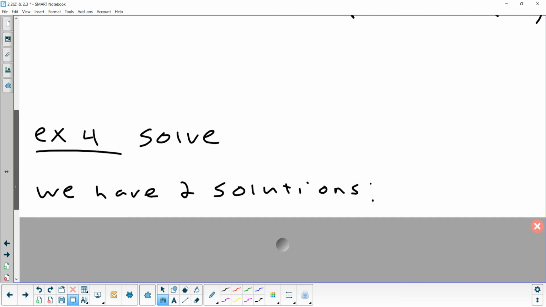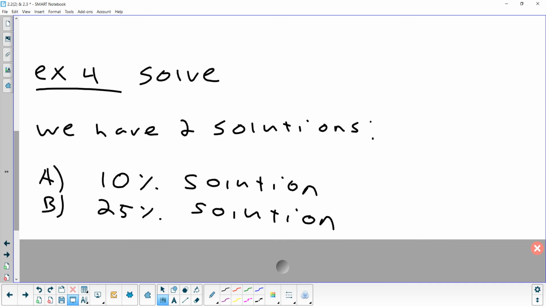So here are the 2 solutions we have. And they've already picked variables for them. Solution A is the 10% solution. And solution B is the 25% solution. And even more specifically, let's let A be how much of the 10% solution we're going to use, how many liters. Let's let B be the number of liters of the 25% solution we're going to use. So A and B are volumes in liters.